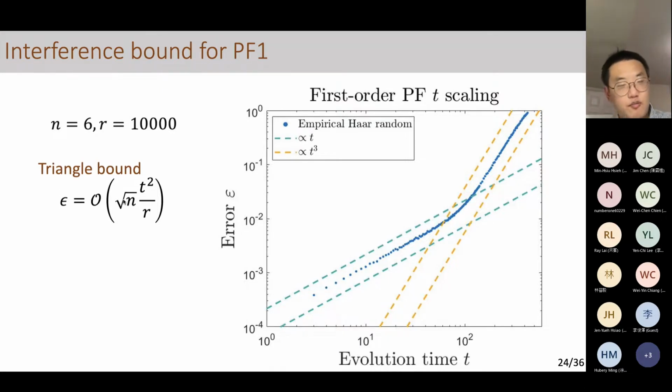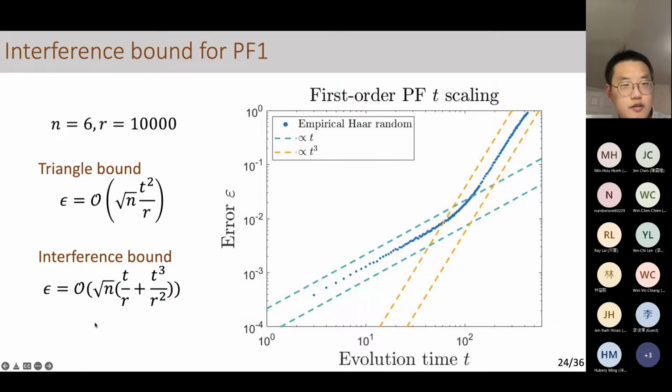It's called the interference bound. In this interference bound result, we could tighten it to t over r plus t cubed over r squared. For the parameter n, it's the same as the triangle bound, but it has a different scaling with t. For this one, you can see that it can match this numerical result very well. It's linear in t at first and then becomes t cubed if we fix r and n.